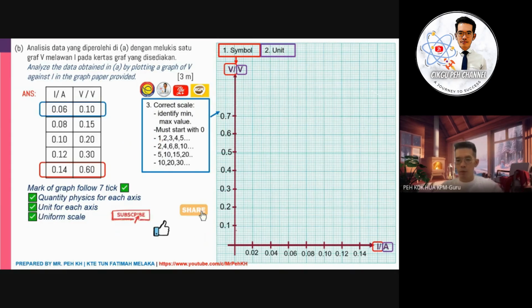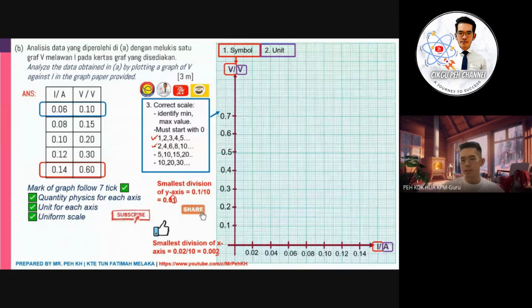Okay, so here you can see my smallest division. The y-axis here will be 0.1 divided by 10, you get 1 small box equal to 0.01, so it will be multiple 1. Then the y-axis here will be 0.02 divided by 10, so here we have 10 boxes, so 1 small box represents 0.002, so it will be multiple 2. So here we meet our uniform scale. So this will be the third tick for plotting the graph.